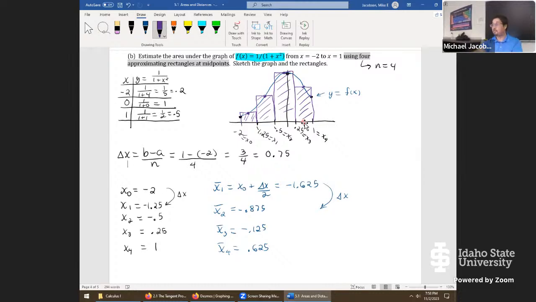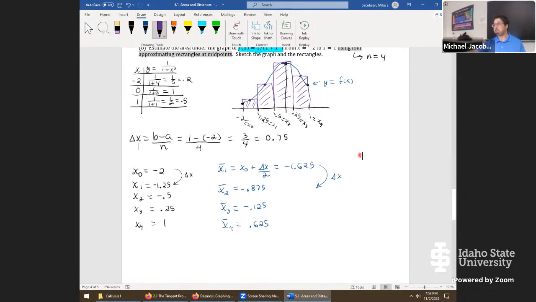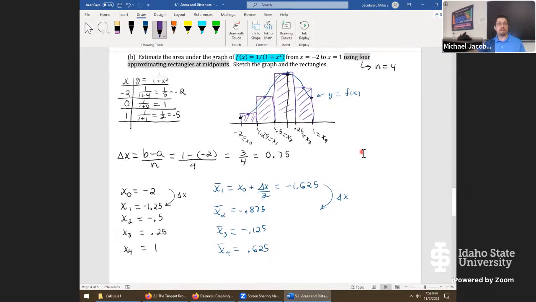So we did it, folks. That's our 4 approximated rectangles at midpoints. Only last thing to do is calculate the whole thing. Any questions at all, folks, up to get to this stage? Okay, so our end answer is going to look like this.